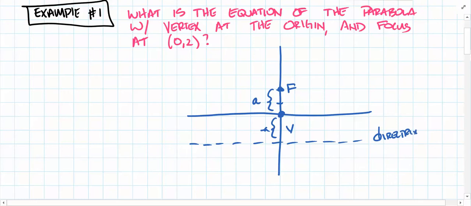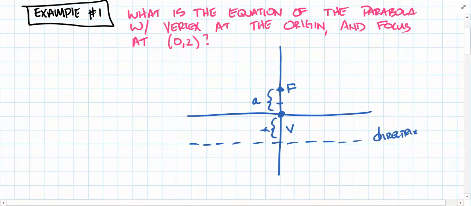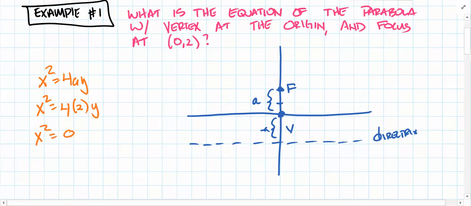Okay, so right away, I know that if this is the vertex and the focus is above it, then my parabola has to open up. All right, it has to open up, and my vertex is at the origin, so I'm going to write down the equation x squared equals 4ay. So I'm going to write that down over here for you right now. So we're going to begin by saying, okay, x squared must equal 4ay. Now, I know that a is a distance of 2 units, so I'm going to write this in. So x squared has to be 4 times 2 times y, so therefore x squared must be equal to 8y. And this would be the equation of the parabola with the vertex at the origin and focus at 0, 2.